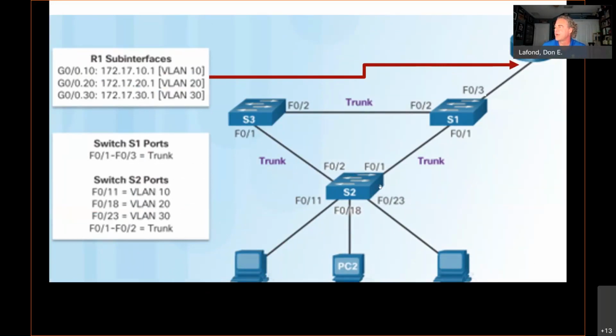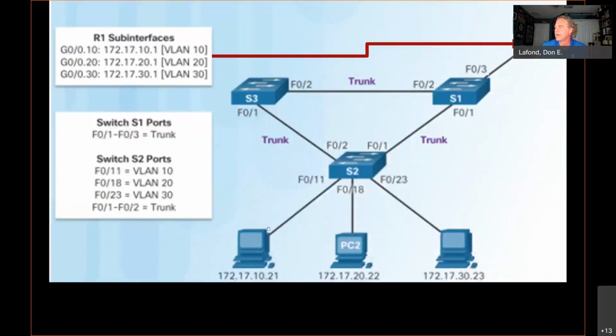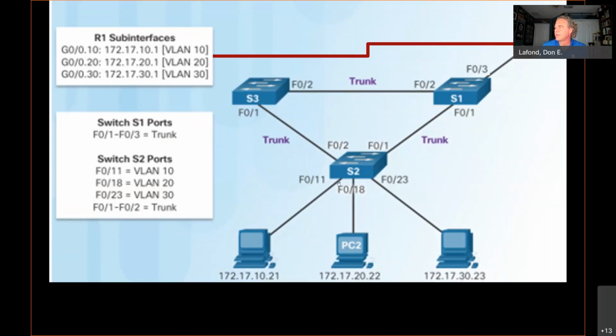So here they're just showing S2. On Fa0/11, this guy here is in the 10 network, right? So you configure this port to be VLAN 10, and then you configure this port to be VLAN 20. It goes to the 20 network, and then you configure this port, the Fa0/23, to go to the 30 network. So there's your access port configuration that you learned about last week.